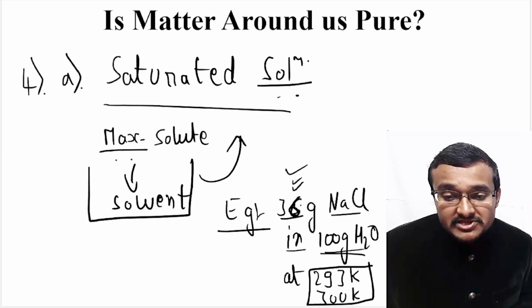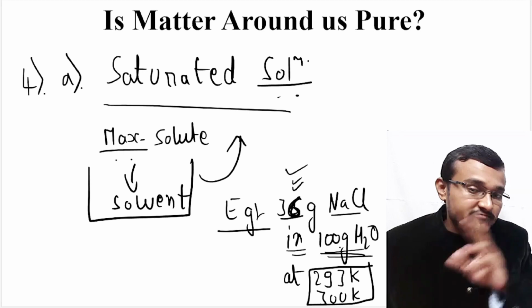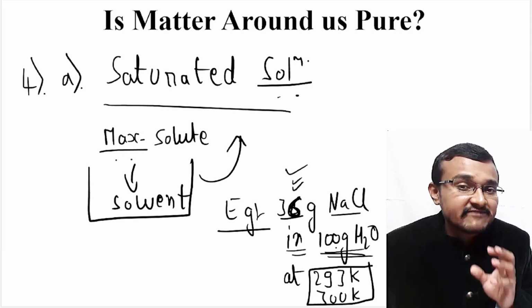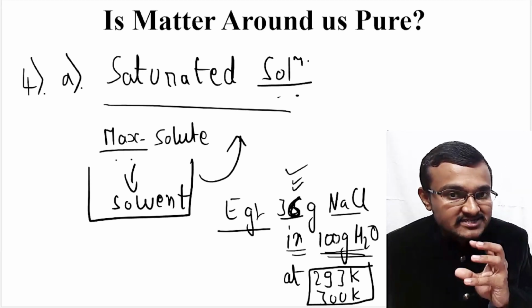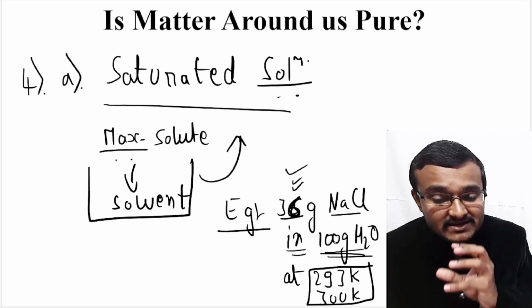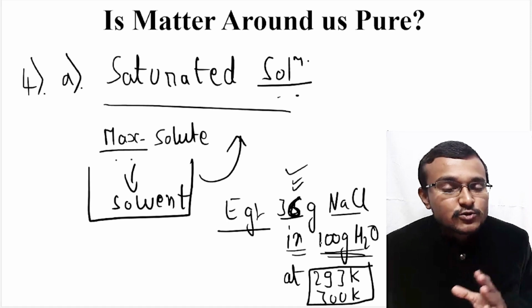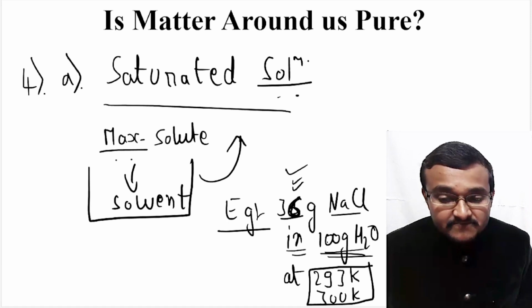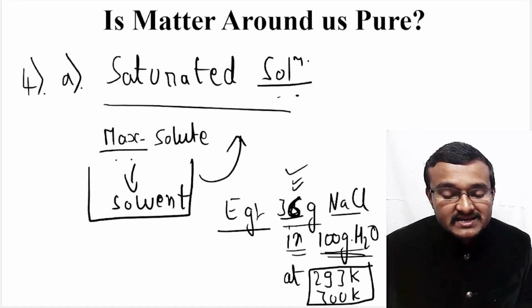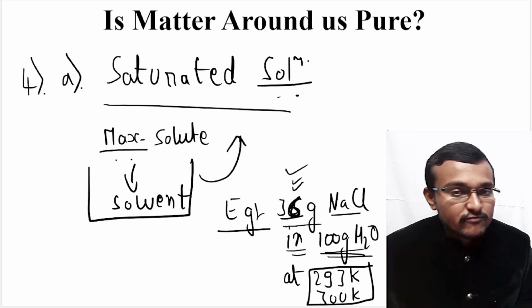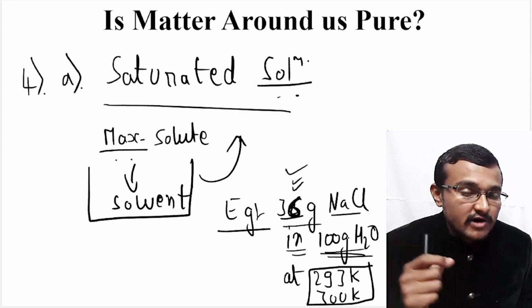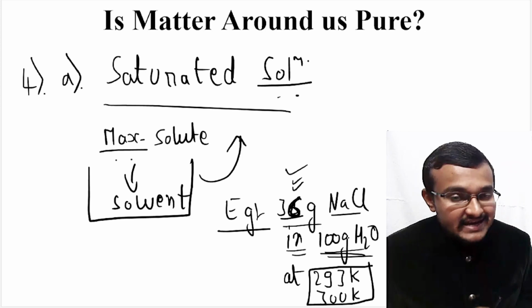So coming to the example, 36 gram of NaCl can be dissolved in 100 gram of water. So if you refer to the previous question, there they have given maximum solubility of NaCl is 36 gram in 100 gram of water at somewhere around 293 Kelvin. Somewhere in the room temperature, that is at 298 Kelvin. So 36 gram of NaCl can be dissolved in 100 gram of water. So there you can form a saturated solution of NaCl.